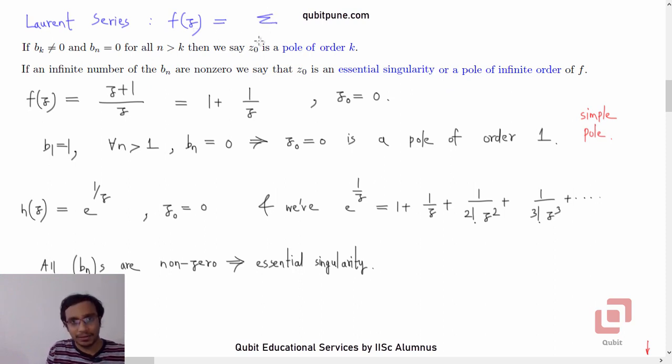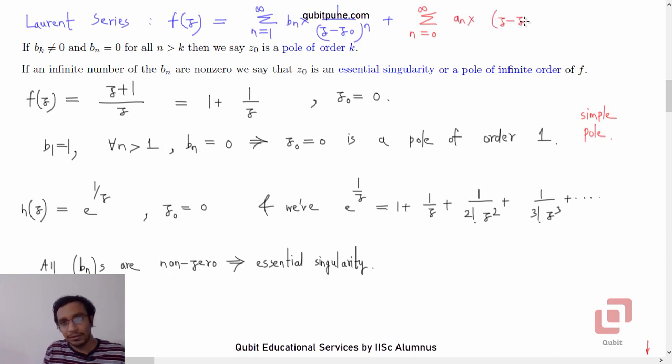The first one is summation as n runs from 1 to infinity bn into 1 upon z minus z naught to the power n, which is known as the principal part or the singular part. And the next one, let me write it in the red color, summation an into z minus z naught to the power n. Now what we will use to define the order of a pole and the essential singularity is the principal part, because it consists of the coefficients bn.